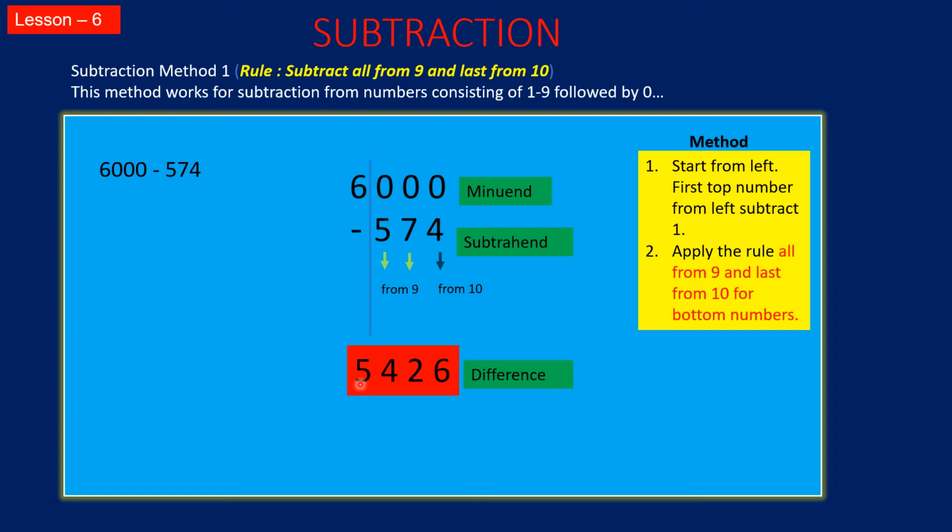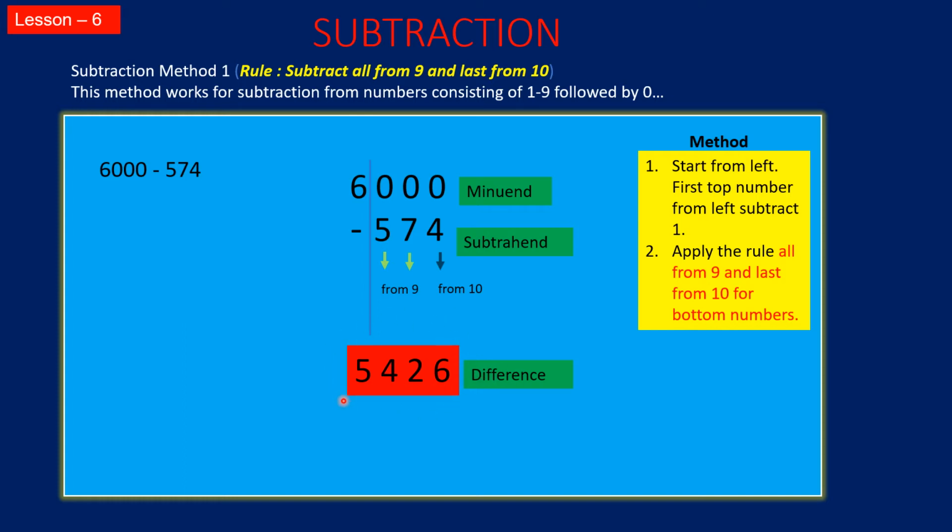And then we apply the rule all from 9 and last from 10 for the bottom numbers. The bottom numbers are 5, 7 and 4. All from 9 last from 10 means 9 minus 5, you write 4 in the answer box. 9 minus 7, you get 2, write in the answer box. The last number here is 4. So last number you subtract from 10. 10 minus 4 is 6. So 5426 is the difference, is your answer.